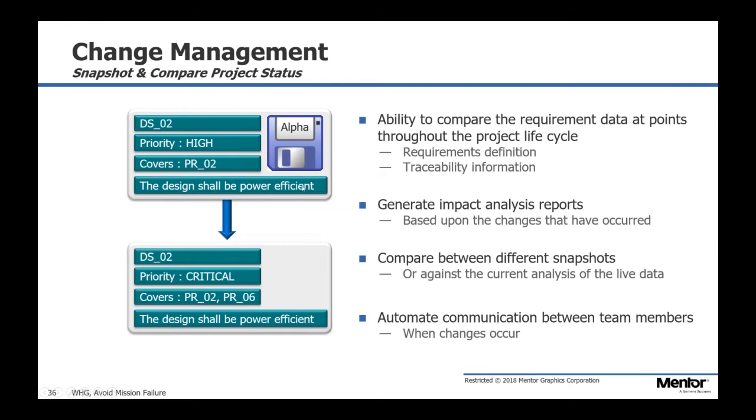This isn't a great set of requirement text. Design shall be power efficient. As I said, that should probably have been something like design shall consume no more than 50 milliwatts of power or something. It should be a hard number, but you get the idea. And so now I've taken a snapshot, and at any point I can say, okay, what's the difference between my beta requirements and my alpha requirements? And it will flag anything that's changed between your different snapshots of your requirement.